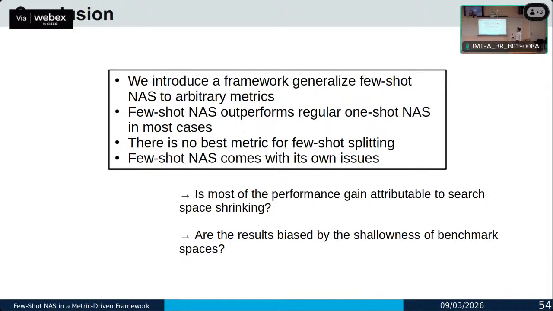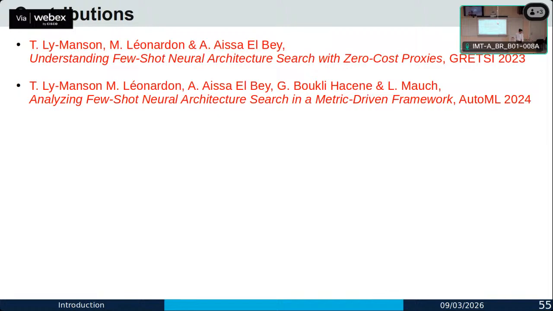Some perspectives about this work. As I said, maybe most of the performance gain is actually attributable to the search space shrinking aspect of few-shot NAS. And it should be noted that our results could be improved, based on the fact that the benchmark search spaces that we are using are very constrained and very shallow. So this is something to keep in mind when interpreting all of these results. And these were the contributions that were part of this line of work.